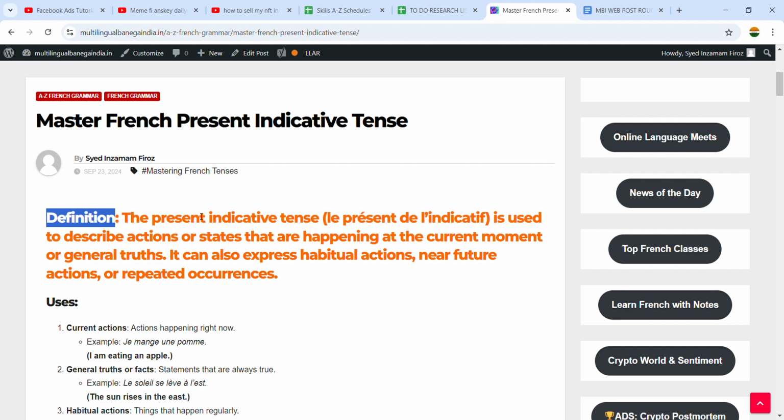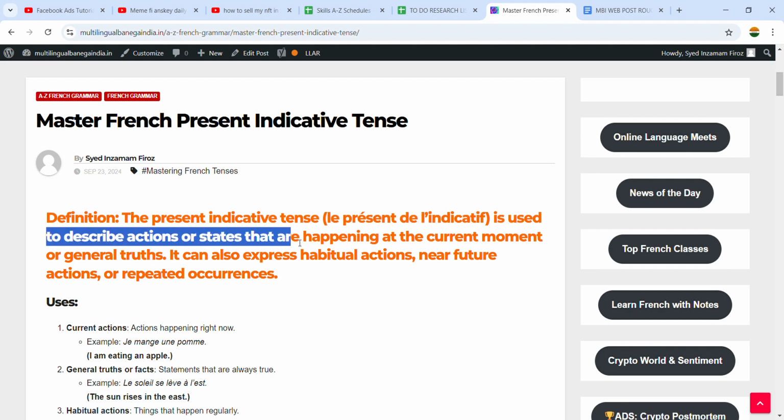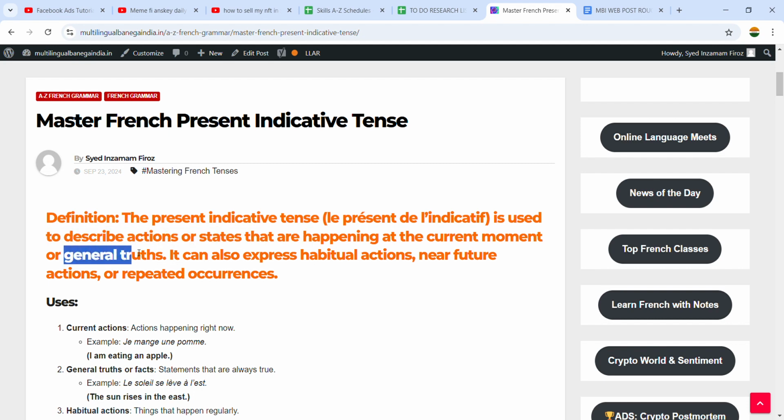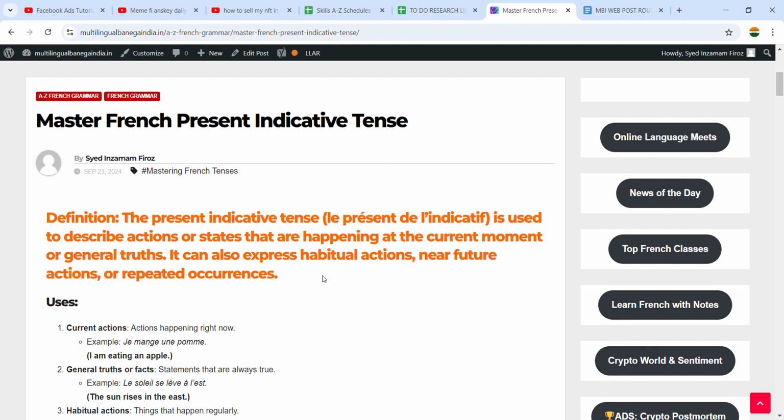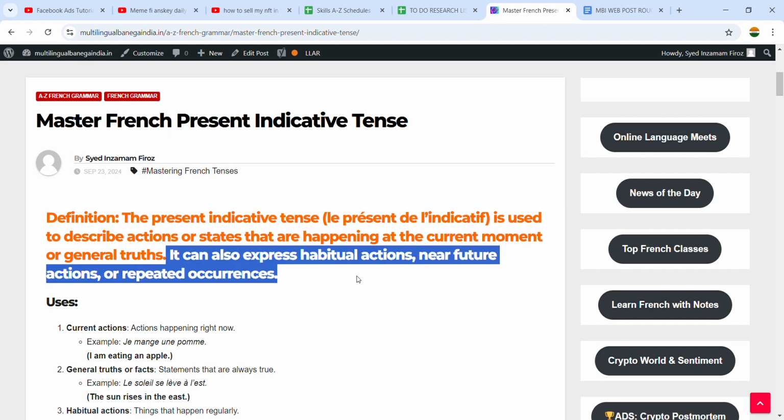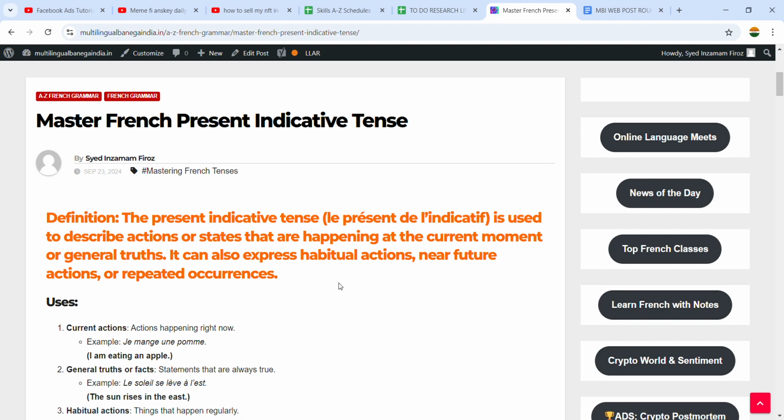The present indicative tense in French, known as le présent de l'indicatif, is used to describe actions or states that are happening at the current moment, or general truths. It can also express habitual actions, near future actions, or repeated occurrences. So pay attention.